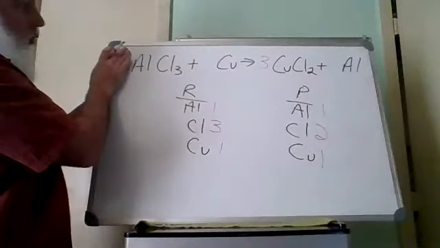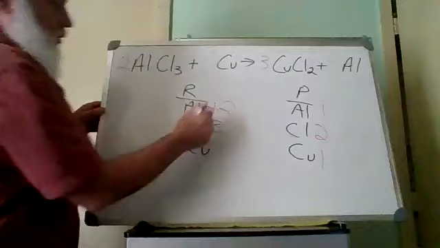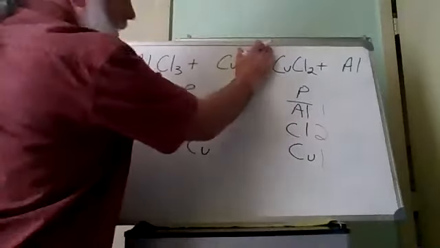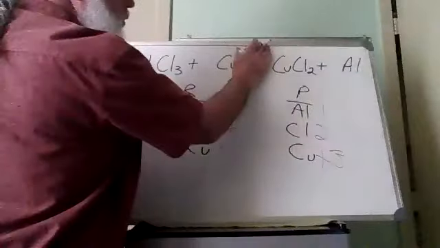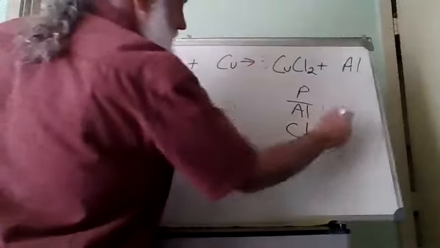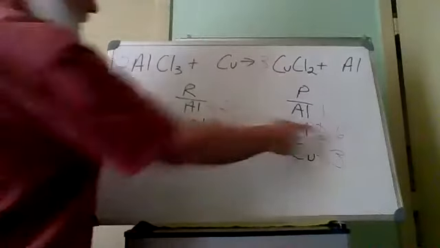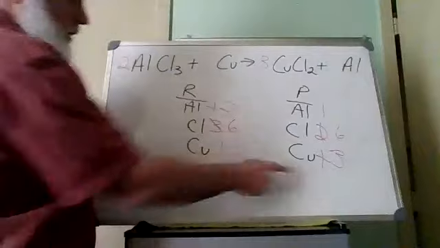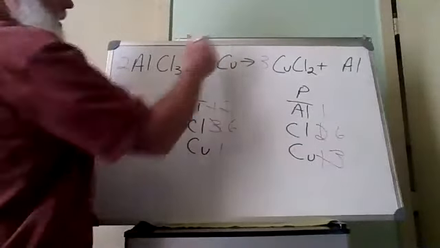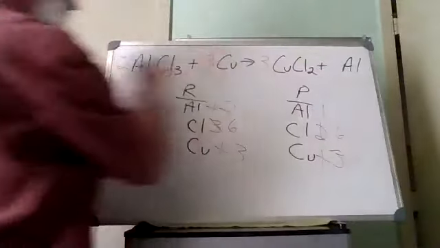1 aluminum times 2 is 2 aluminums. 3 chlorines times 2 is 6 chlorines. Over here, I have 1 copper times 3 is 3 coppers. 2 chlorines times 3 is 6 chlorines. So here I have the chlorines now balanced, the aluminums and the coppers are not. So let's do the copper first. Here I have 3 coppers, here I have 1, so I'm going to put a 3 here. Here I have 1 aluminum, here I have 2. So I'm going to put a 2 here.